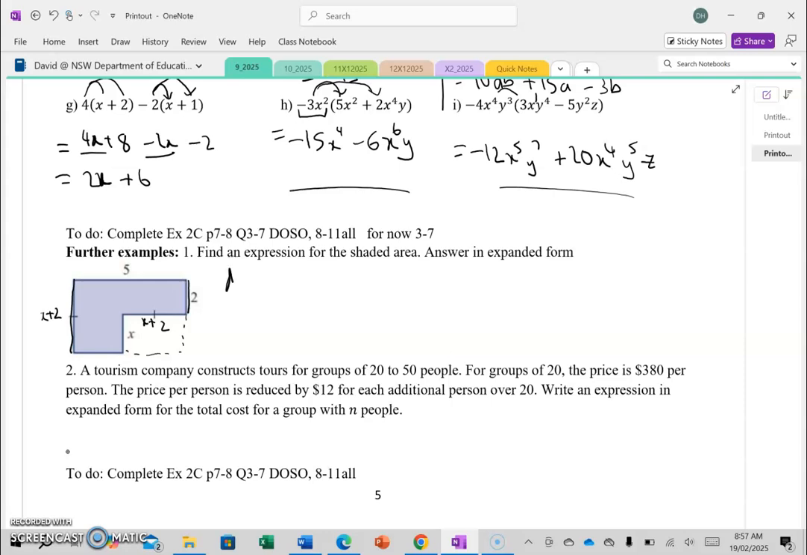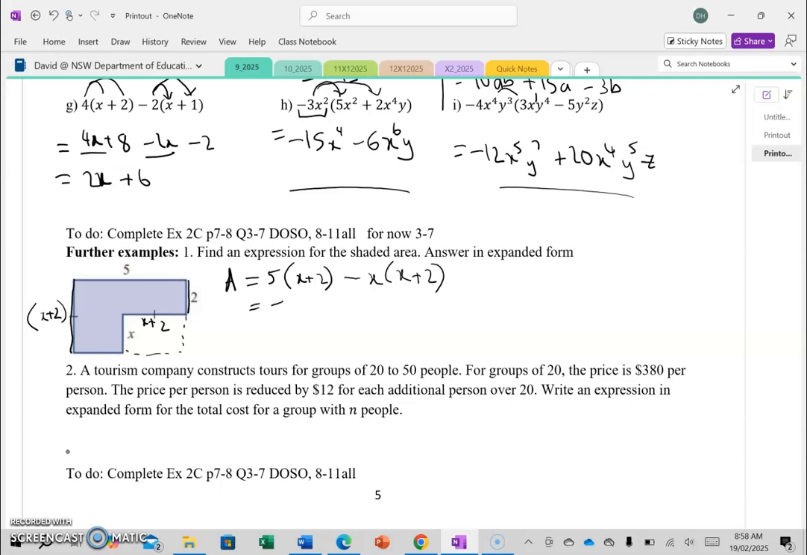So the area is going to be the big rectangle, and the area of a rectangle is length times breadth. So it's 5 times x plus 2, and I need to put the x plus 2 in brackets because I'm doing 5 times all of x plus 2. So that would be the area of the huge rectangle, but then we need to minus the area of this small rectangle that's been removed. So minus, and that small rectangle is x times x plus 2.